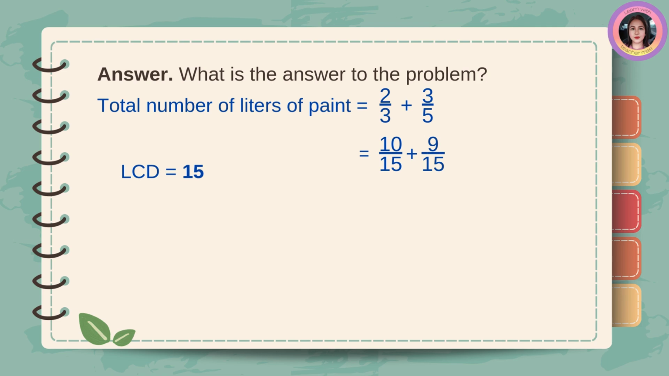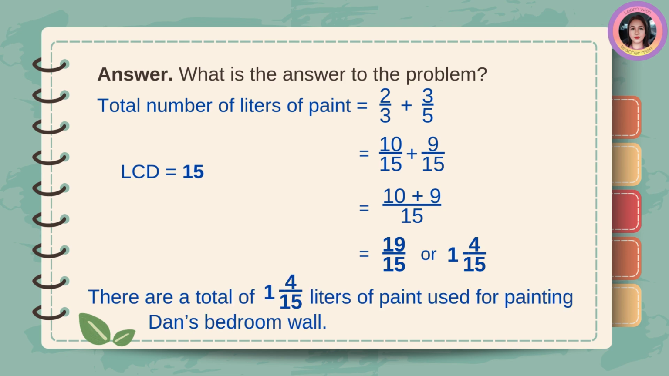LCD is 15. Add the numerator 10 and 9. 10 plus 9 is equal to 19 over 15. The answer is 19/15 or 1 and 4/15. There are a total of 1 and 4/15 liters of paint used for painting Dan's bedroom wall.